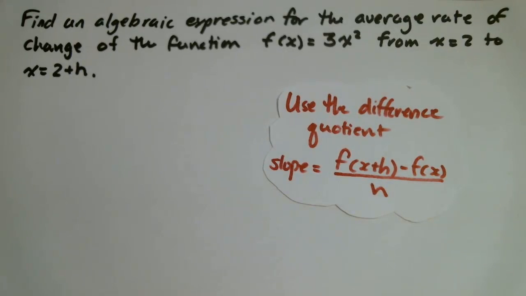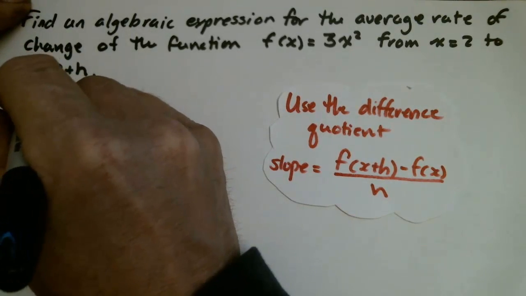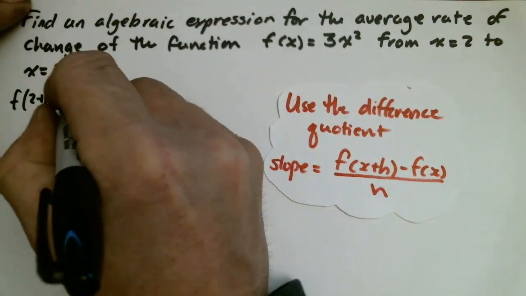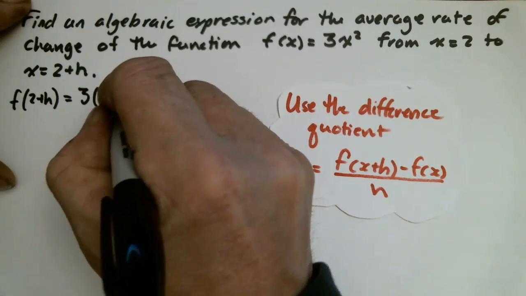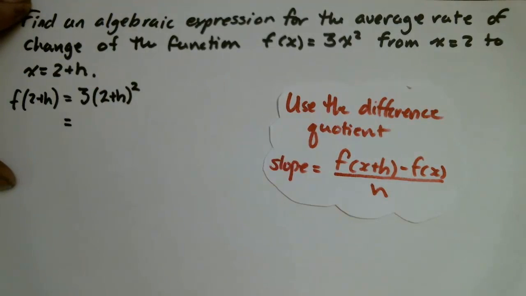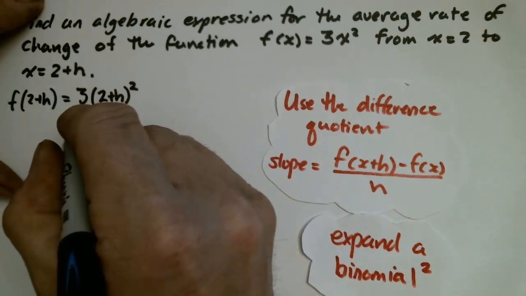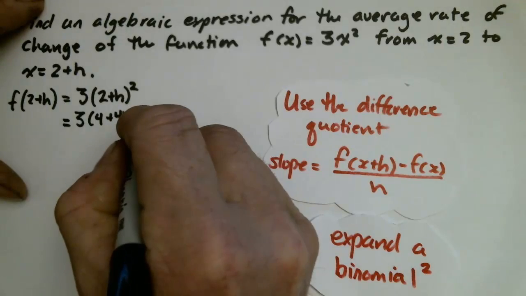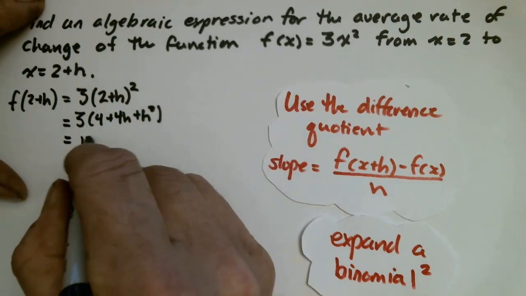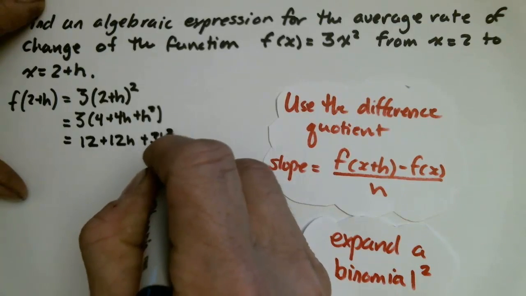Now in this case, we have an x, but no h. But that's not going to stop us. First of all, to make it simple, I'm just going to figure out what f at 2 plus h is. I'm going to find a nice simple expression for that. And so it's 3 times (2 plus h) squared. Now, what I'm going to be doing is expanding a square binomial here. And so this becomes 3 times (4 plus 4h plus h squared), which is equal to 12 plus 12h plus 3h squared.